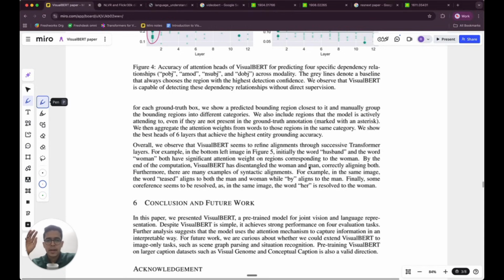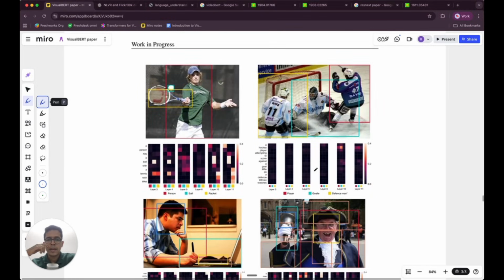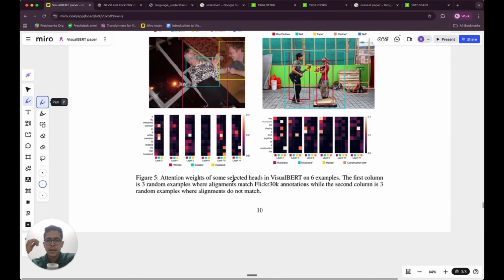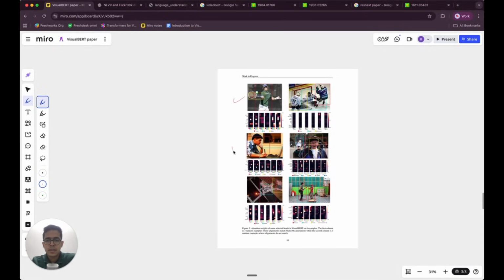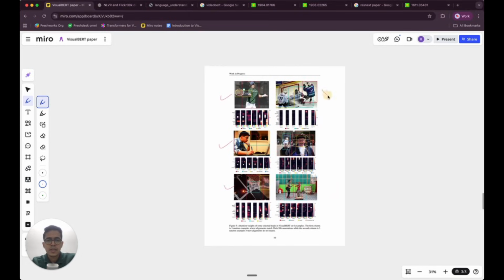All of this we can understand if we simply look at figure 5. Figure 5 is this, I guess, right? "Attention weights of some selected heads in VisualBERT on 6 examples. First column is 3 random examples where alignments match Flickr30k annotations, while second column is 3 random examples where alignments do not match." Okay, so this and this are where alignments match. This and this are where alignments do not match.